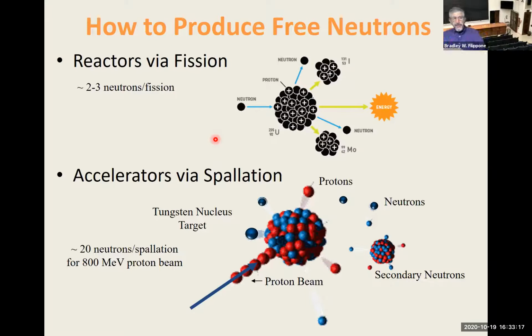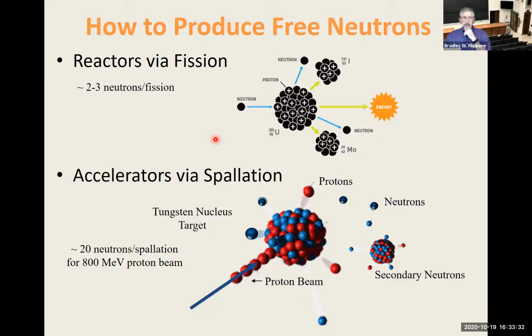It produces smaller nuclei plus free neutrons and protons that are emitted. Typically, you get about 20 neutrons per breakup reaction, spallation reaction, for a 1 GeV proton beam. And there are lots of facilities, we'll talk about facilities in a bit, that can do this.